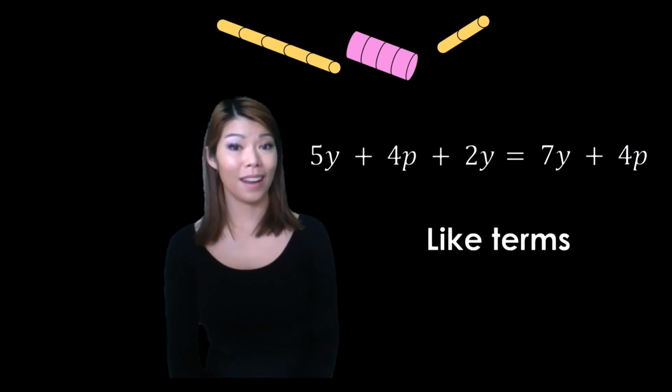So what we're doing is collecting like terms. So the yellow ones, we put them together, and the pink one, we leave alone because there's no other ones that are the same.